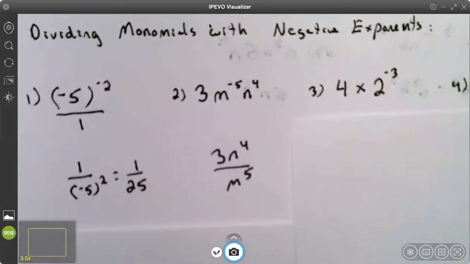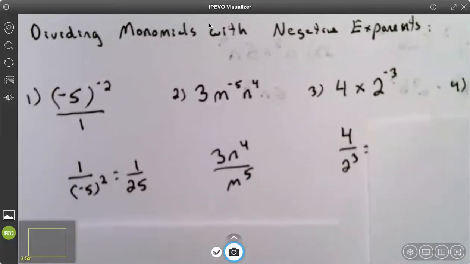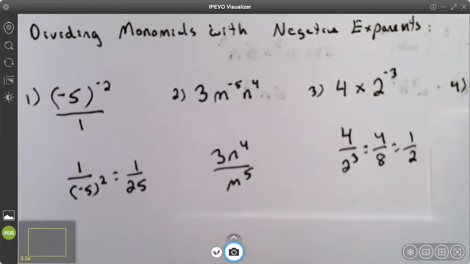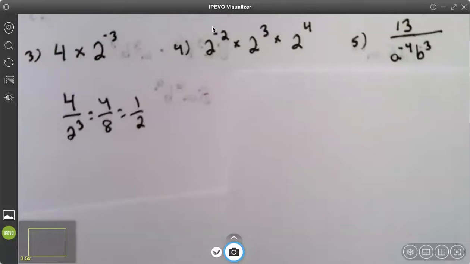On number three, I have a negative exponent, so I move it down. When I move it down, I have 4 over 2 cubed, which becomes 4 over 8, which simplifies to 1/2. Your answer is 1/2. Number four.